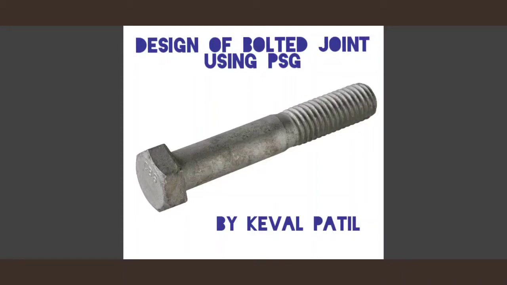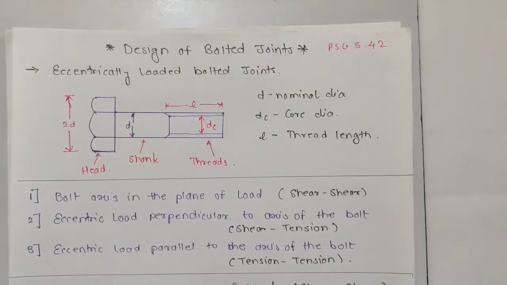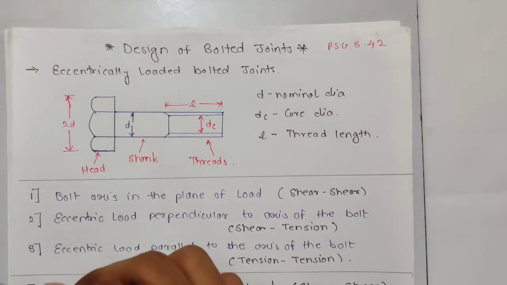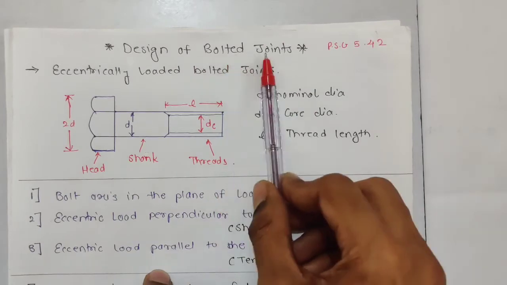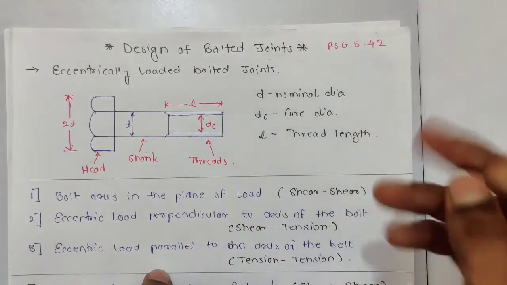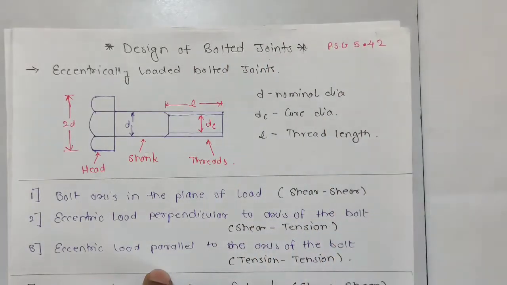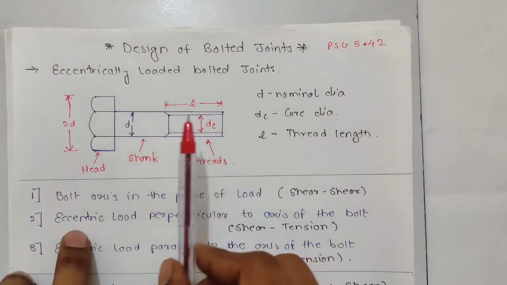This is Keval Patil and today we are going to see design of bolted joints which are eccentrically loaded using the PSG design data book. Let's move to the design of bolted joint. You will find the dimensions of bolted joint on PSG page number 5.42. Now we will see the construction of bolt.